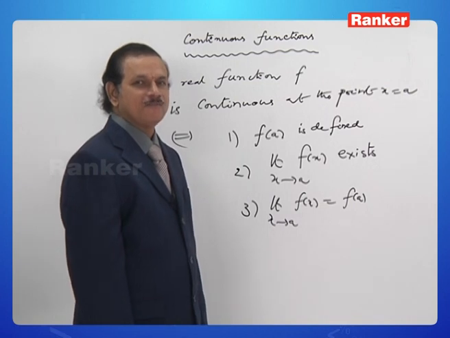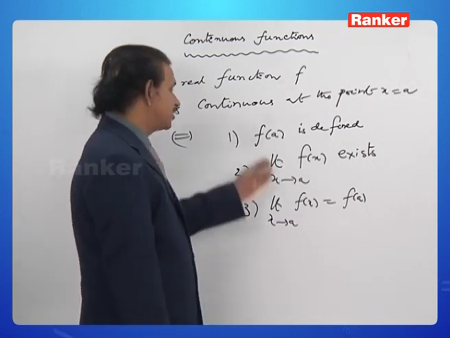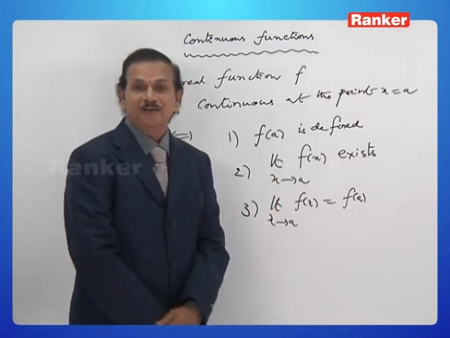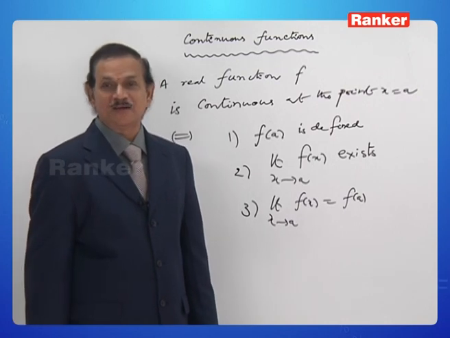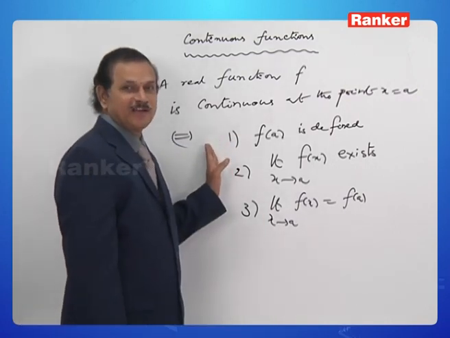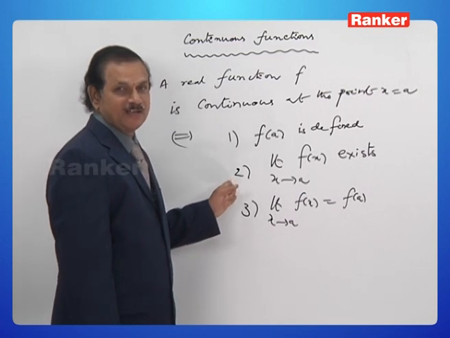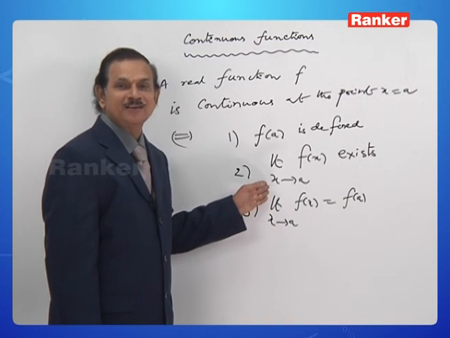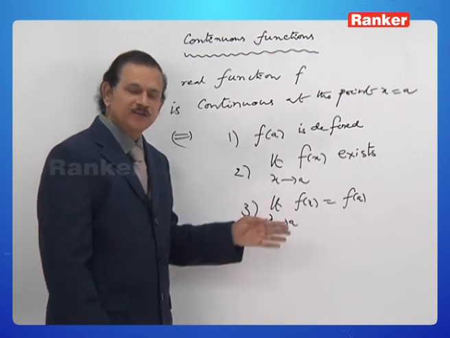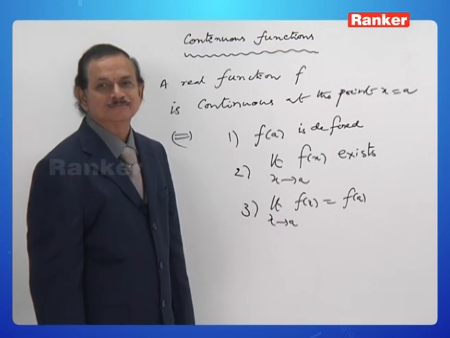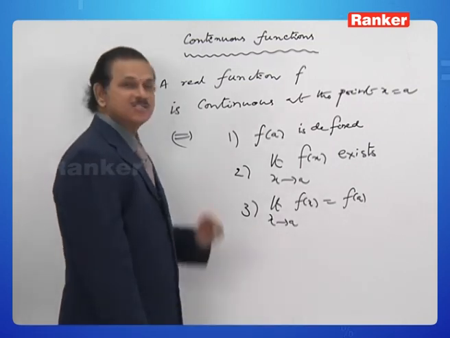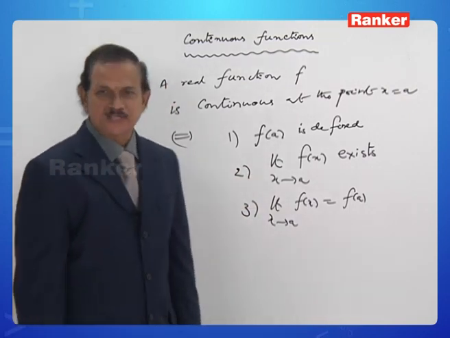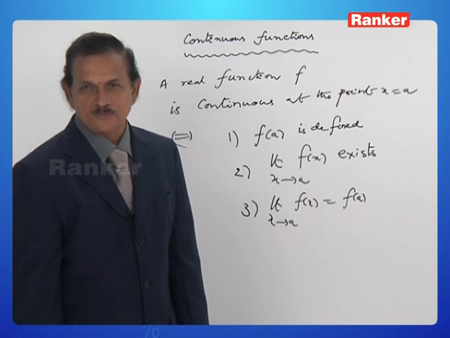Suppose there are some functions for which the first condition is satisfied, but the second condition is not satisfied. What does it mean? A team in a particular tournament qualifies in the quarterfinals and enters the semi-finals, but it loses the match in the semi-finals. Can it think of finals? No, it goes home. Like that, the first condition is satisfied, but the second condition is not satisfied. Then also we say that the function is not continuous at x equal to a.